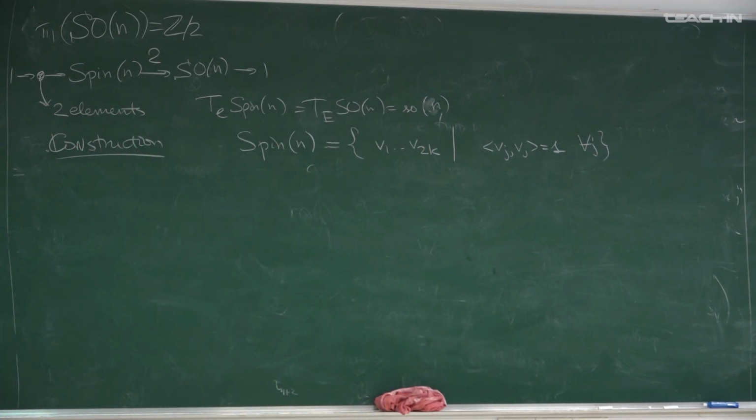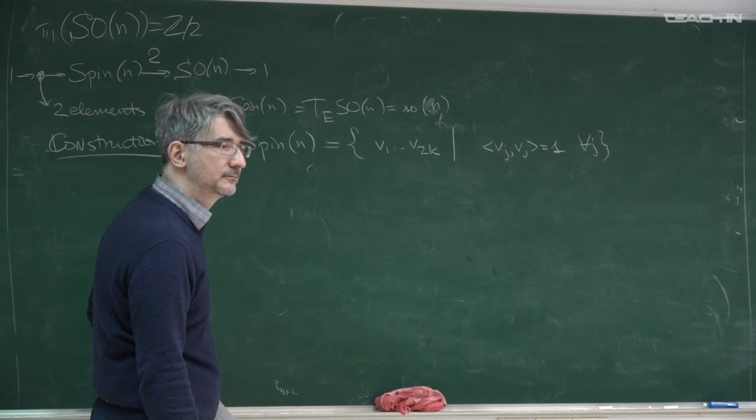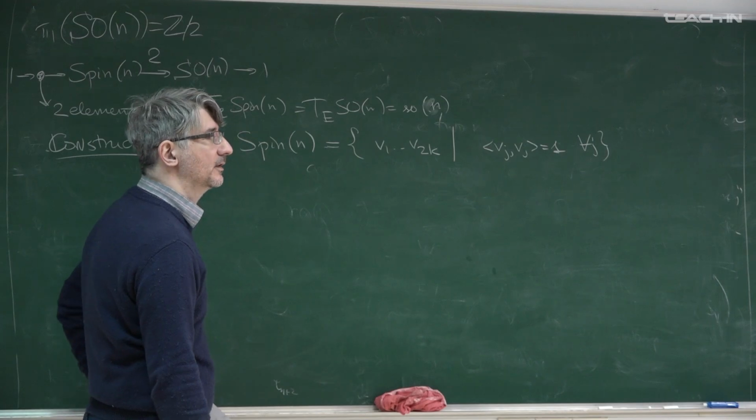Spin n consists of such products. Very simple. The good question is to know, is it true that this thing is a group? What is an inverse element here? The same thing in reversed order. Same thing in inverse order.